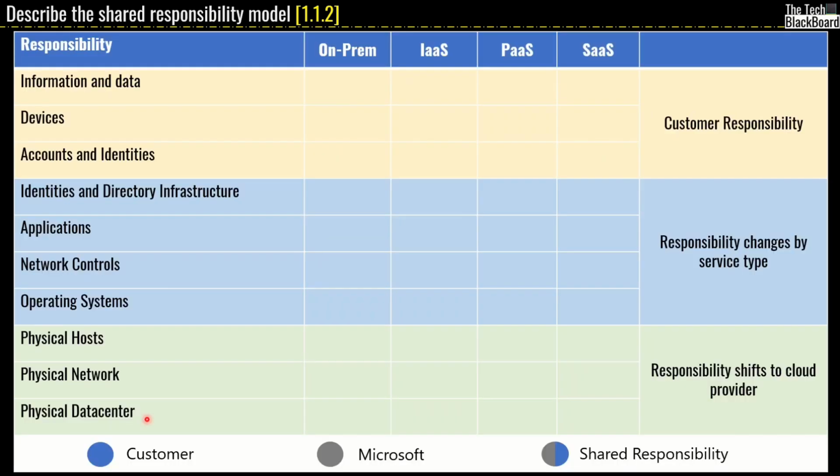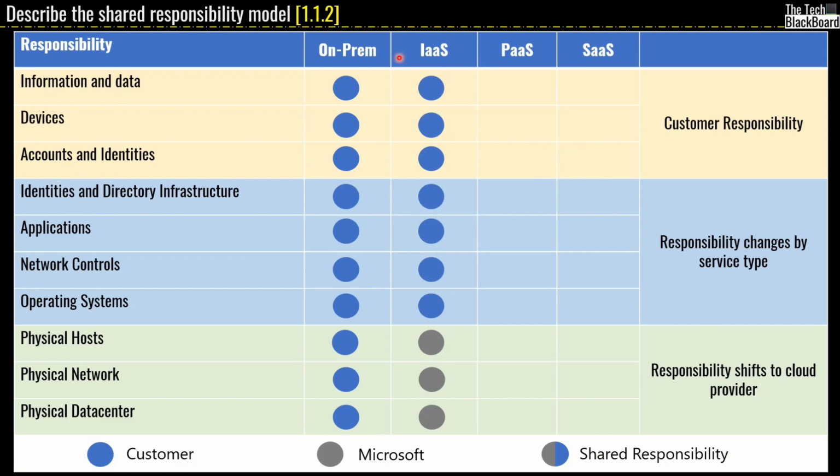For example, when a company owns a data center, also known as an on-premises data center, then the entire responsibility, starting from maintaining the physical data center, physical network, physical host, operating system, network controls, application, identities and directory infrastructure, accounts and identities, devices and information and data, lies with the company or the individual users. But when it comes to cloud computing, these responsibilities are shared between you or the company, enterprises, and the cloud providers like Azure, AWS, and GCP.